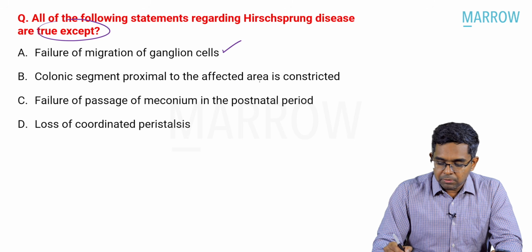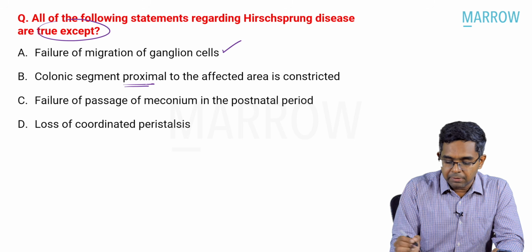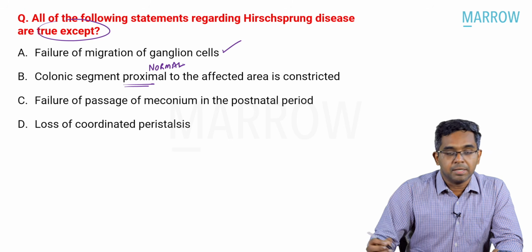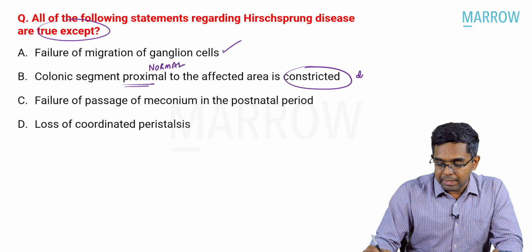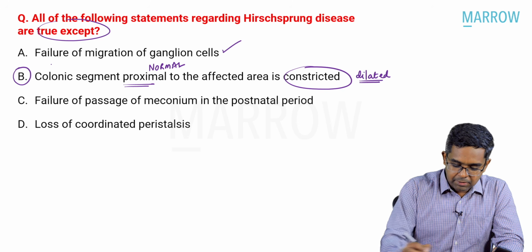Colonic segment proximal to the affected area is constricted. What did I tell you? Colonic segment proximal to the affected area is the normal area. Unaffected area. What happens to the normal area? It is not constricted. It is dilated. It is dilated because it's loaded with the meconium inside, right? So it's going to be dilated. So that is a wrong statement and will be the answer for the question.